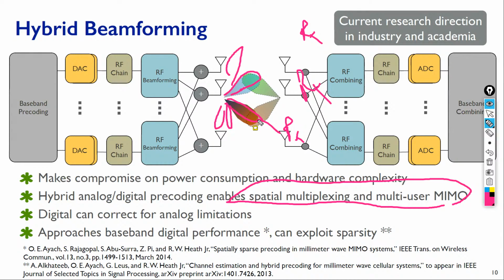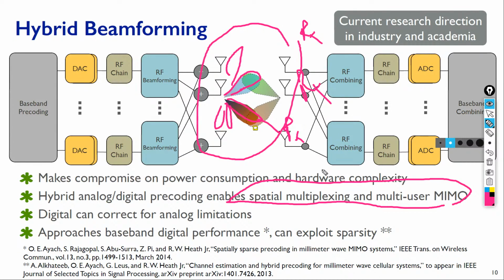So digital can correct for analog limitation, supplementing the analog concept, but unfortunately it comes with some complexity. It approaches baseband digital performance and can exploit sparsity and some other features in the channel. But nevertheless, this technique brings too much complexity and increases the cost significantly, unless you convince the customers or the company that you are going to serve many users simultaneously, and this cost should be lower than analog beamforming in order to be accepted in the industry. Is this employed right now? It's not yet. Practically, it's in the research phase, in the research domain.